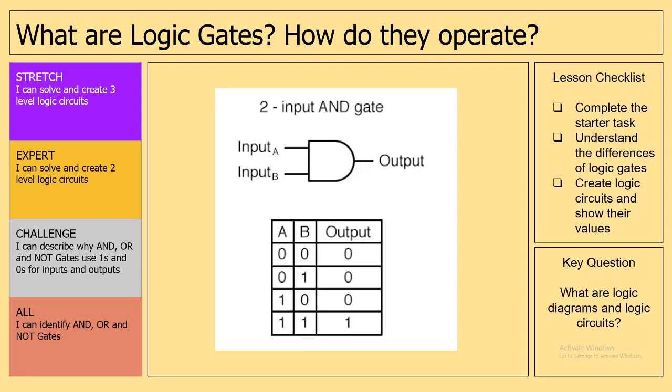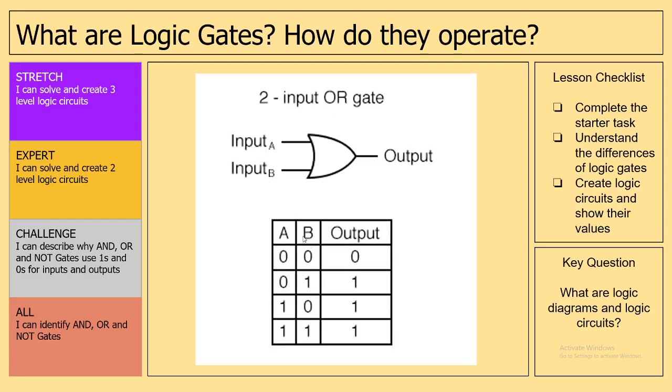So this is an AND gate here. We can see the AND gate has 2 inputs coming in and 1 output coming out. And then what happens in this AND gate is, based on the 2 inputs coming in, the output is given. So we can see if A and B are both 0, the output is going to be 0. If A is 0 and B is 1, the output is going to be 0. If A is 1 and B is 0, the output is 0. The only way the output of an AND gate is 1 is if both A and B are both 1.